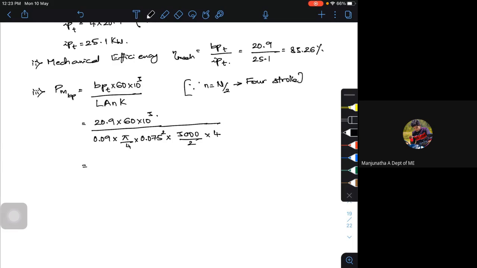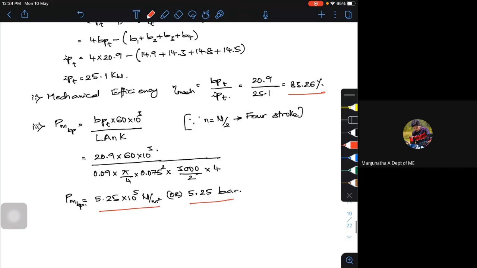So I'm getting around 5.25 into 10 to the power of 5 Newton per meter square, or 5.25 bar. So this is your brake mean effective pressure, and this is your mechanical efficiency, this is your indicated power.